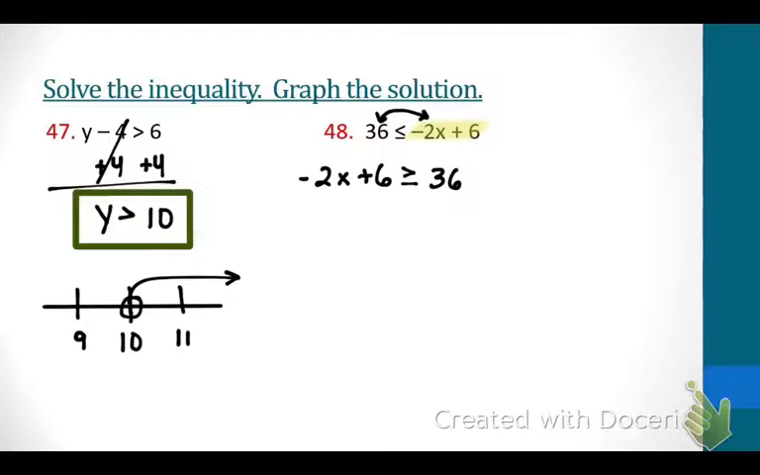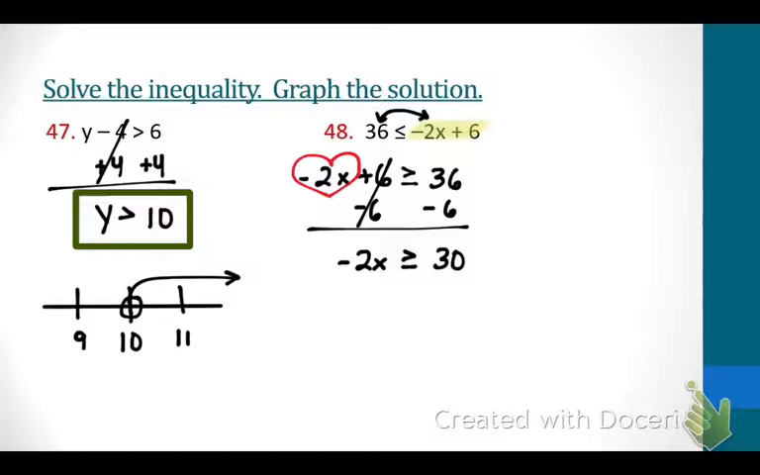So now instead, it's going to look like this. This is a two-step problem. Who are the best friends here? Negative 2x. So keep that together as long as possible. Trenton, what should I do next? Minus 6. Very good. We're going to subtract 6 on both sides. Matthew, what do you get? Very good.